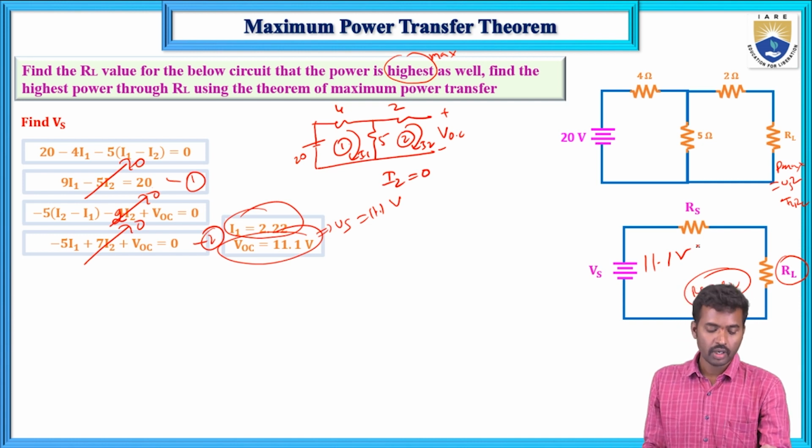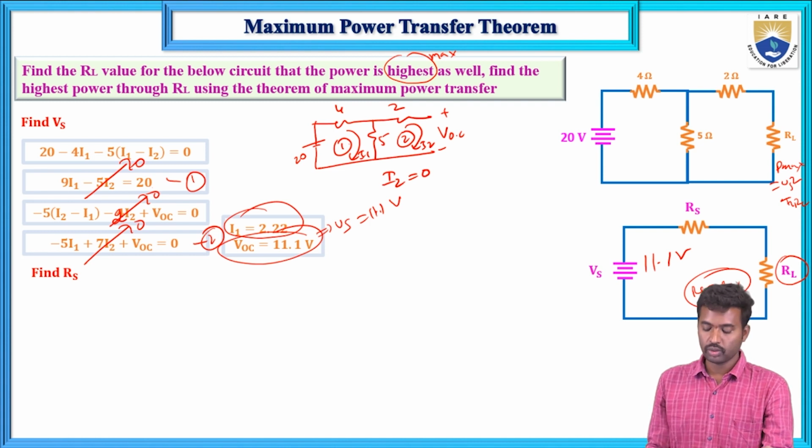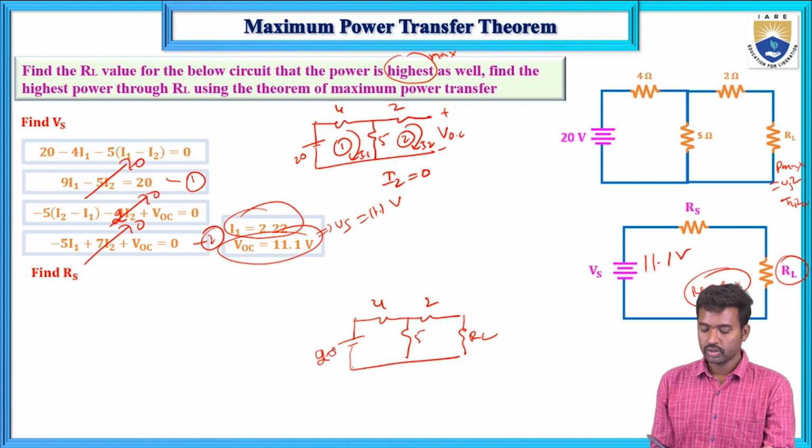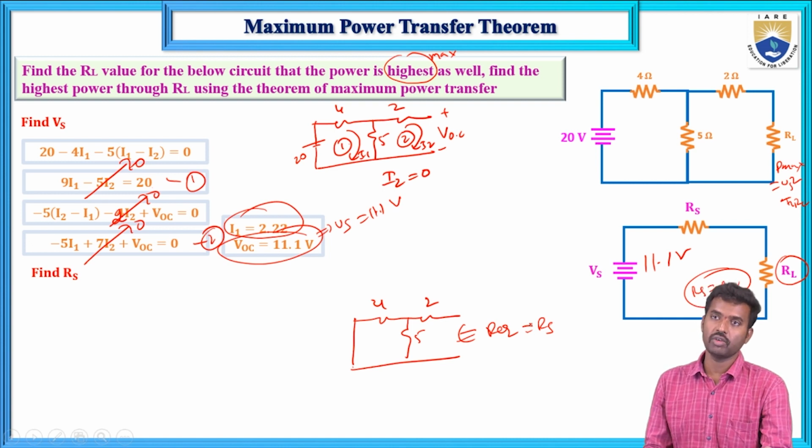find the RS value. To calculate RS, first remove the load resistance from the given circuit. This is the circuit, RL, 4, 2, 5, and this is 20 volts. So first remove the load resistance from the given circuit. The voltage source is replaced by a short circuit and calculate the R equivalent. That R equivalent is known as the RS, in Thevenin's equivalent circuit.